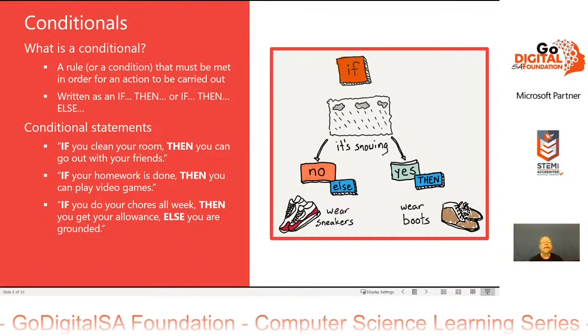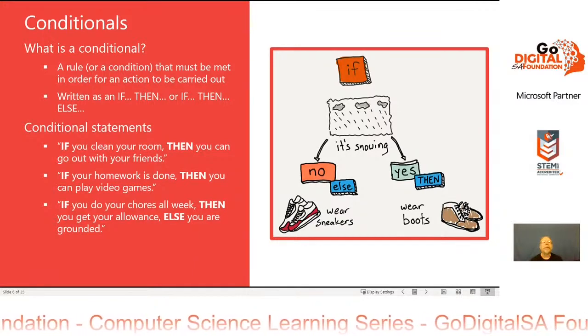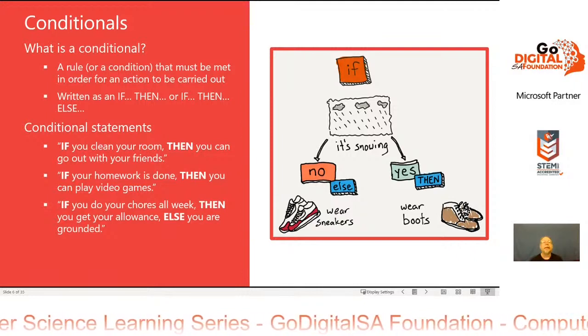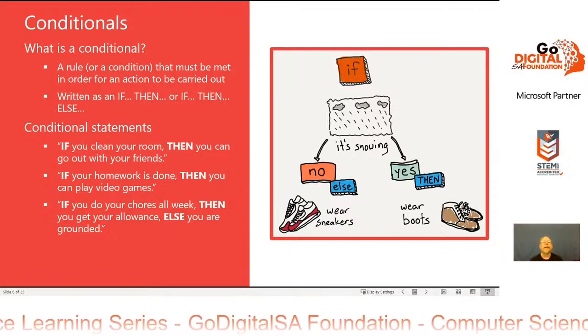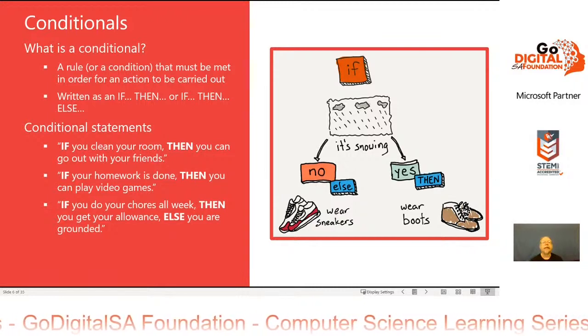So, what is a conditional? And you'll remember we looked at this briefly in Unit 2. So what is a conditional? It's a rule or a condition that must be met in order for an action to be carried out. It's written as an if-then or if-then-else statement.